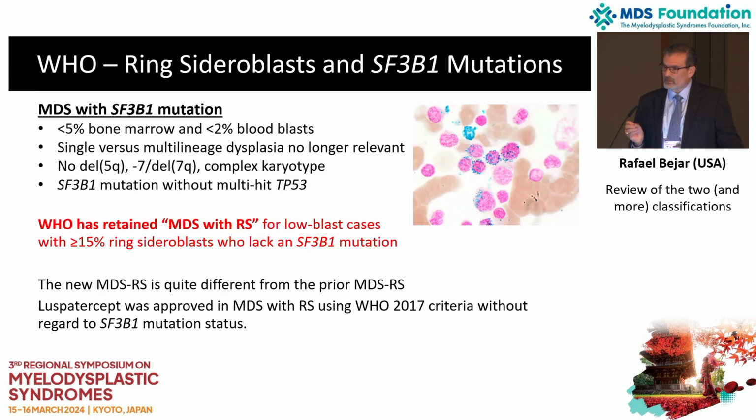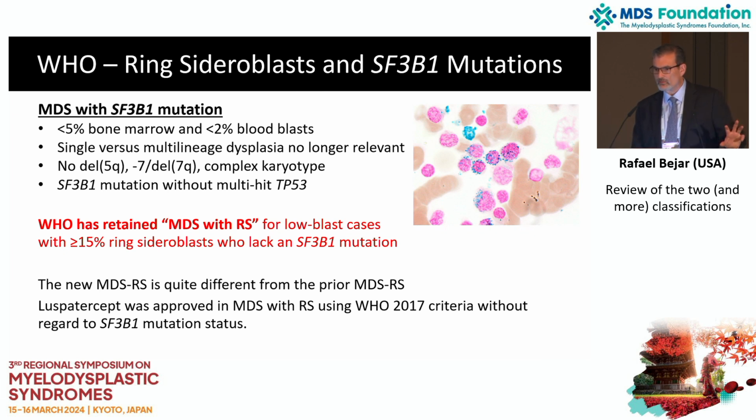While the criteria are very similar with the WHO, there is still no distinction between MLD and SLD. You cannot have chromosome 5q abnormalities, chromosome 7 abnormalities, or a complex karyotype. RUNX1 is permitted. SF3B1 mutation cannot have a TP53 mutation, however. But here, the WHO has retained that ring sideroblast group for those individuals who don't have SF3B1 mutations, but have at least 15% ring sideroblasts.